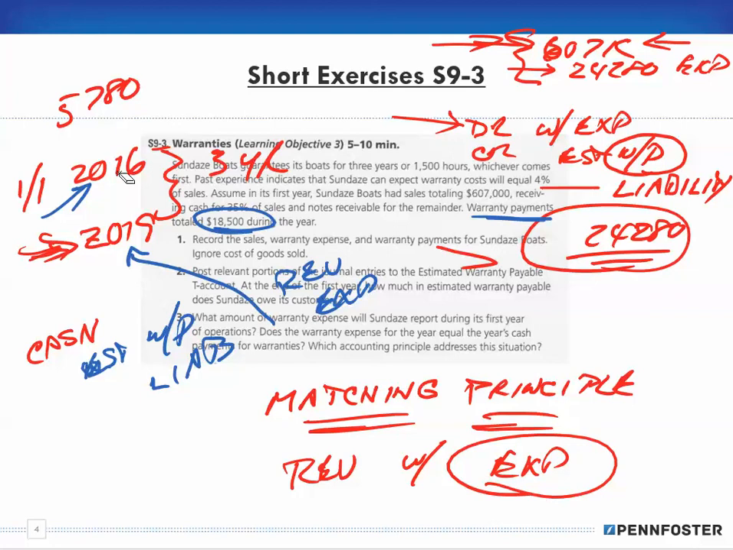It's the same exact thinking, like I said, for bad debt. The solution says no, the warranty expense for the year does not necessarily equal the year's cash payment for warranties. The matching principle addresses this situation. Cash payments for warranties do not determine the amount of the warranty expense for that year. Instead, the warranty expense is estimated and matched against revenue during the period of sale, regardless of when the company pays for the warranty claims.